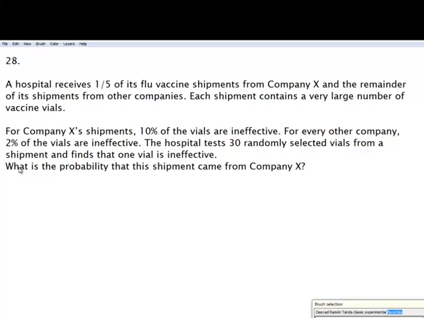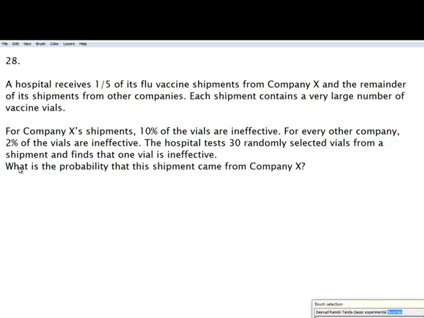This is problem number 28, and I really like this problem because there's actually a little bit more to it than it may appear. A hospital receives 1/5 of its flu vaccine shipments from Company X and the remainder of its shipments from other companies. Each shipment contains a very large number of vaccine vials.